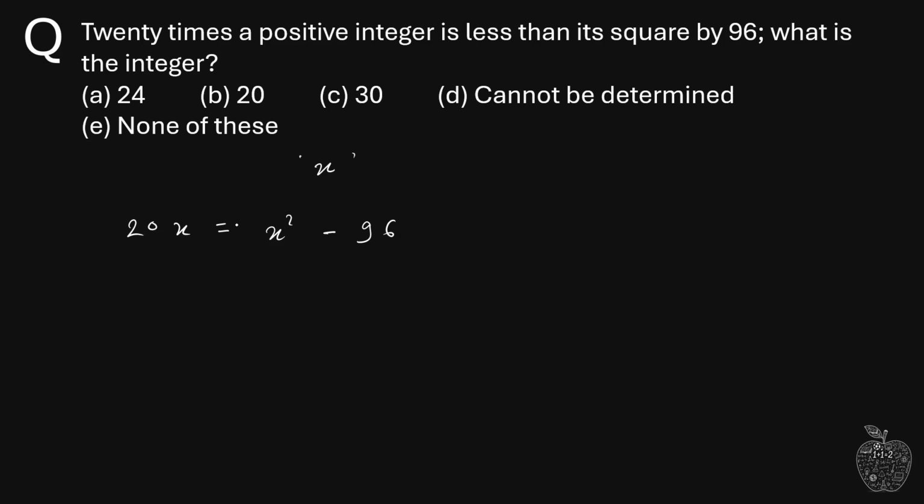So let's take this 20x on the right hand side. So we get x square minus 20x minus 96 is equal to 0. Now we have a quadratic equation. All we have to do is solve this quadratic equation and get the value of x.